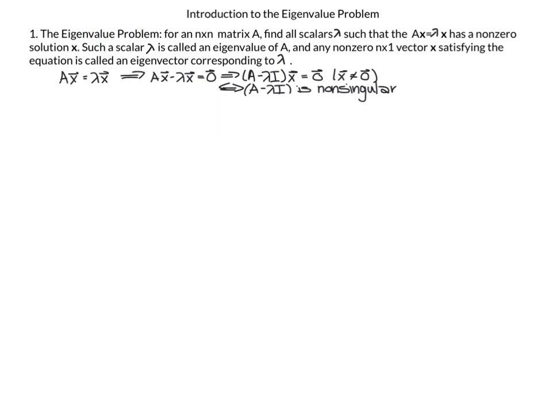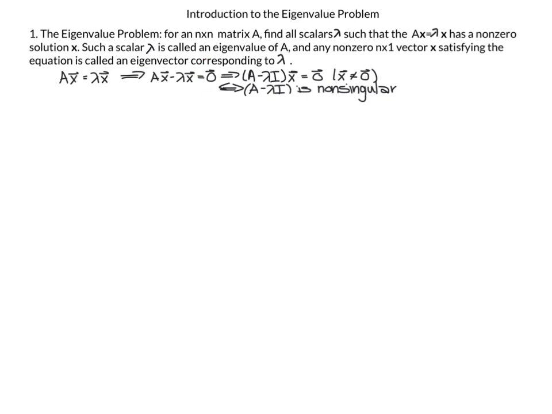The eigenvalue problem: we're finding the scalars such that Ax equals lambda x has non-zero solutions. The scalar lambda is called an eigenvalue of A, and any non-zero n by 1 vector x that satisfies this equation, Ax equals lambda x, is called an eigenvector associated to lambda. Again, looking at this eigenvector eigenvalue equation, Ax equals lambda x, if we do some algebraic manipulation, we have Ax minus lambda x equals the 0 vector.